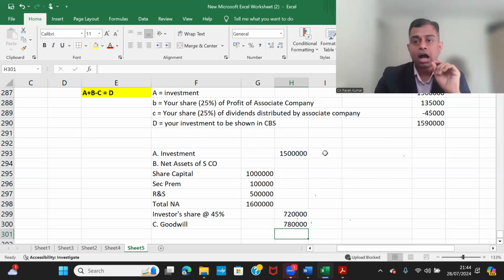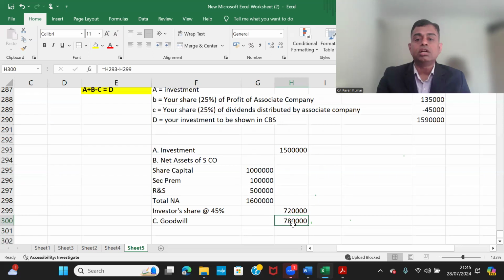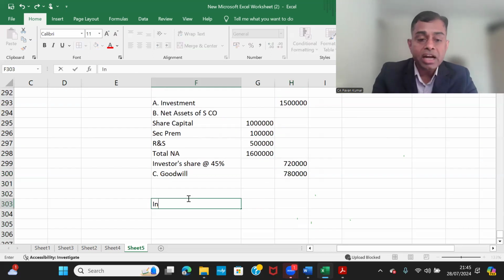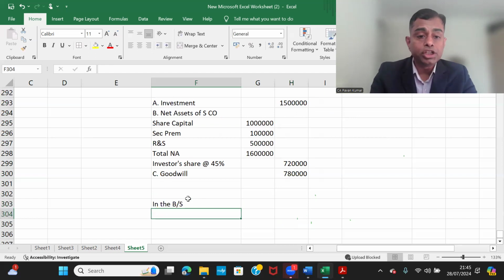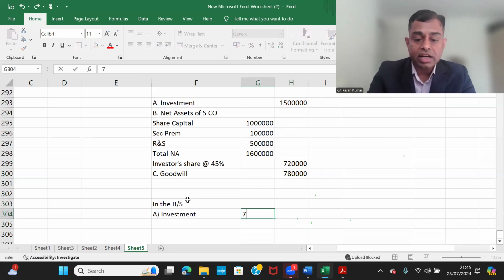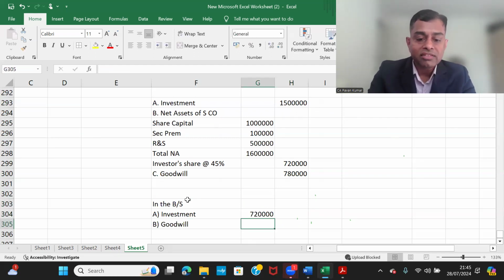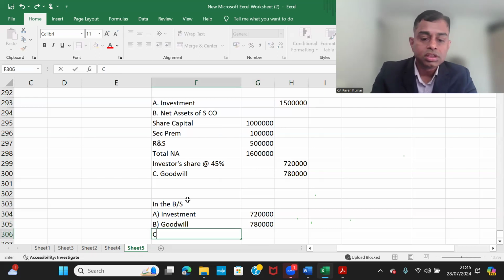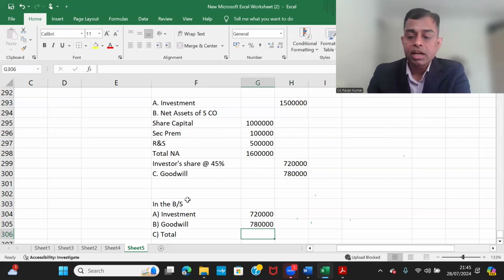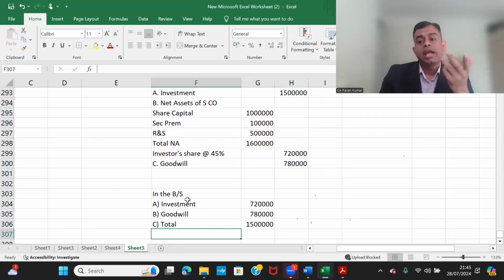So in the balance sheet, how you show, you will show 15 lakhs only. Cost of investment is 15 lakhs, but you will split that into two. Investment 7,20,000, goodwill 7,80,000, total 15 lakhs. So how will you show in balance sheet? In the balance sheet, you will show A, investment 7,20,000, B, goodwill 7,80,000, C, total 15 lakhs. Same.